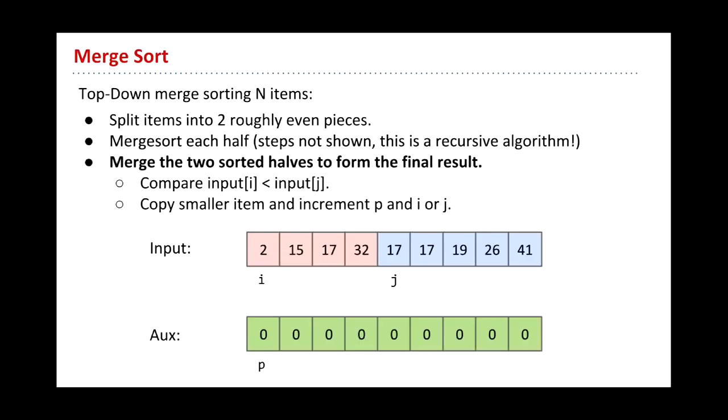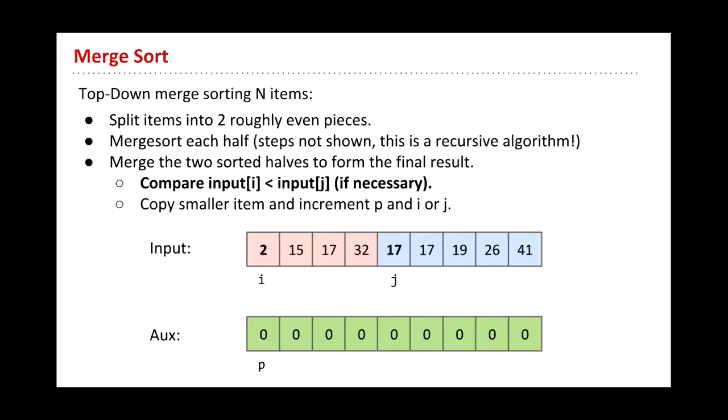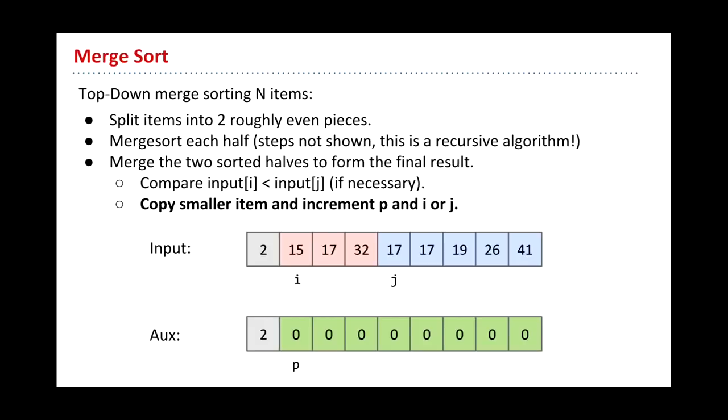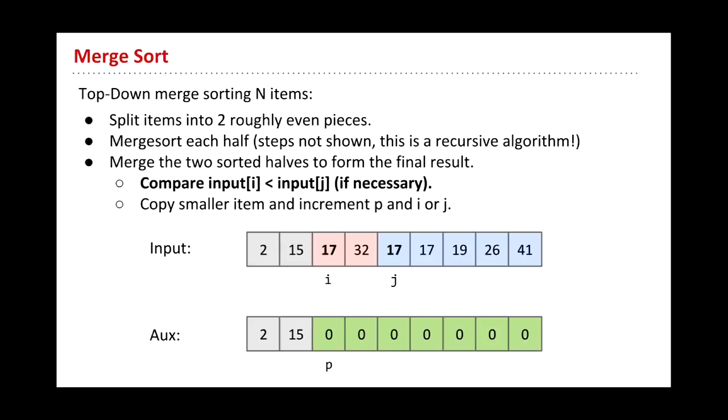To do that, we create an auxiliary array, where we compare the smallest item in both of the arrays and take the smaller of the two. So is 2 or 17 smaller? 2. So let's copy 2 over. We advance the pointer on the pink side. So 15 and 17, who's smaller? 15. Copy the 15. 17 and 17, which one do you want to copy? 17. Good. I'll take the I one, I guess.